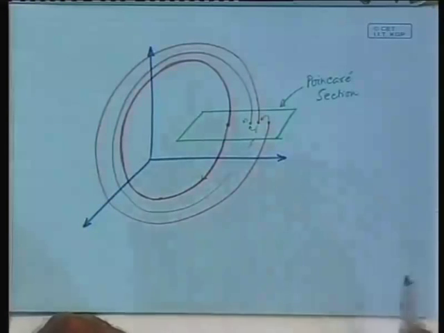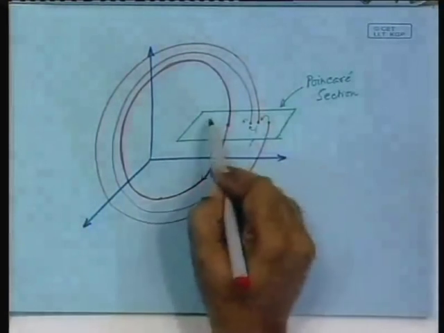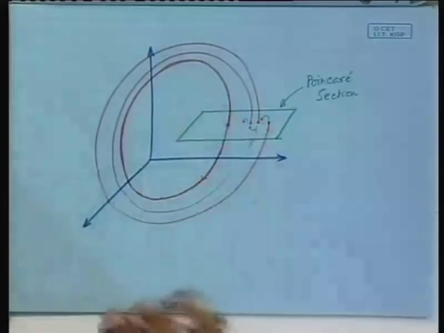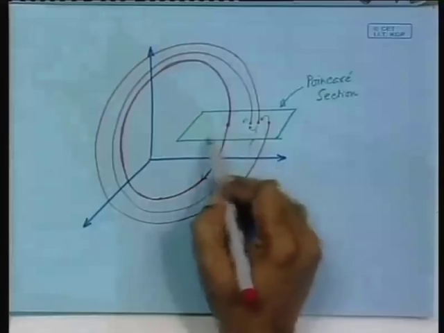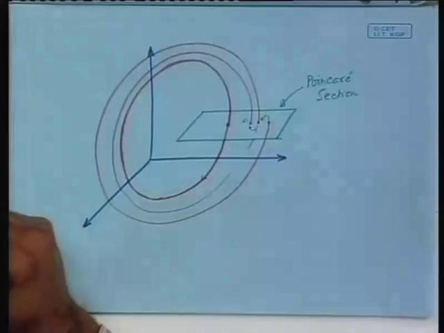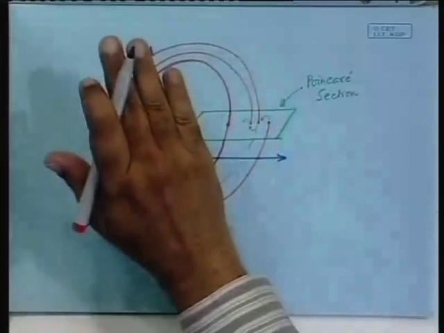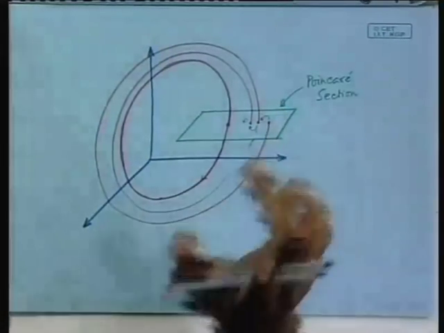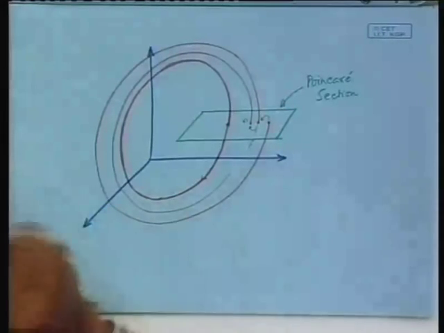Now, you might say that on this Poincaré plane, though the original thing was x, y, z, there were three coordinates, on this plane there are only two coordinates. So, you have brought down the system's complexity by 1 degree. The system dimension has been brought down by 1 degree, that is one advantage.